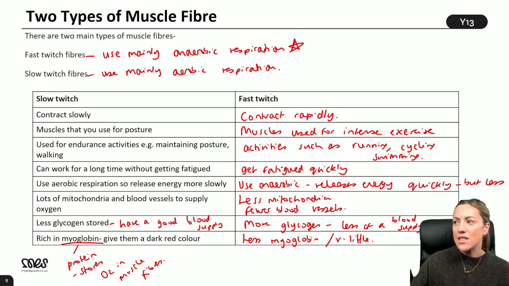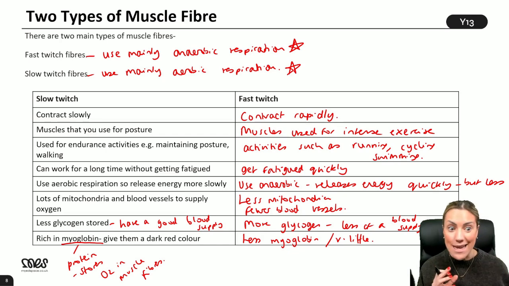So do you see what I mean? At the start, I said, if you just remember this, the rest of it should make sense. Fast twitch use mainly anaerobic. Therefore, they have less myoglobin because they don't need a store of oxygen. They have fewer mitochondria because they're not doing as much aerobic respiration. They don't have as good a blood supply because they don't need as much oxygen, but they do have lots of glycogen because they still need glucose for anaerobic respiration. It should make sense if you remember which type of respiration each type of muscle fiber is mainly doing, okay?